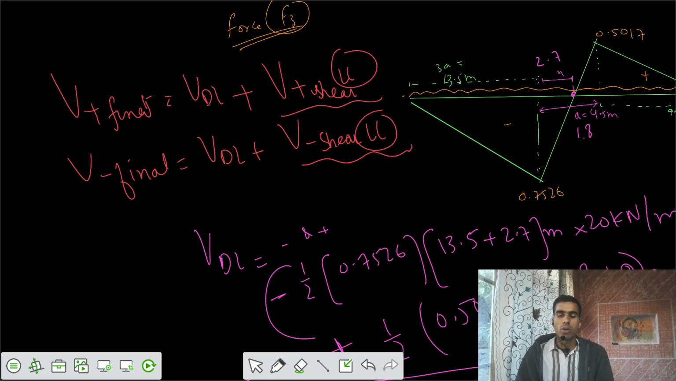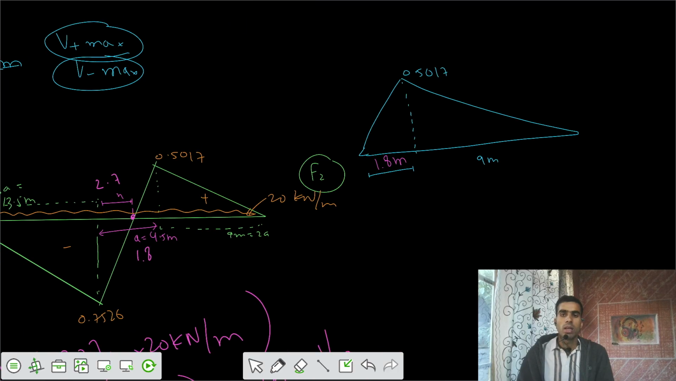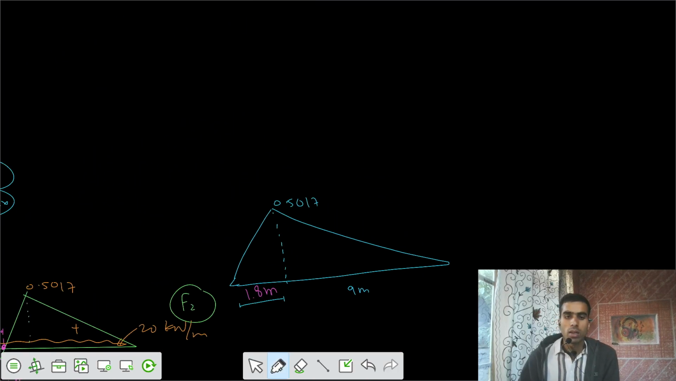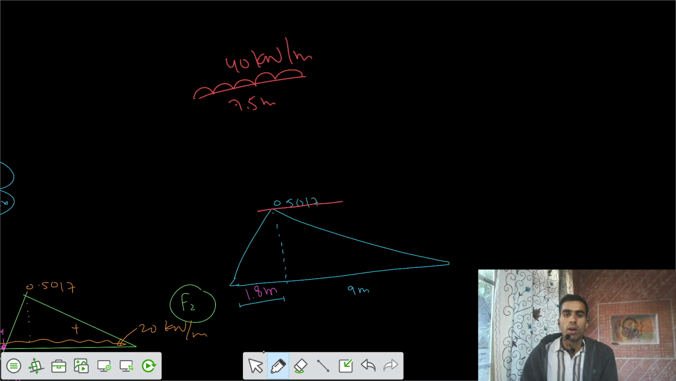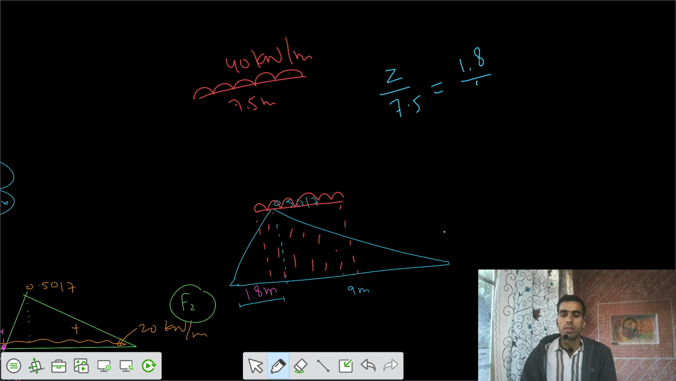I want the positive shear because of live load to be maximum. Let's say I have to place that total UDL of 7.5 meter with the intensity of 40 kilonewton per meter. I want to place it in such a way that I get maximum ordinates, maximum area under the curve, such that I can have maximum force because of that. So I can apply that same condition: Z by D equals X by L. Your L is 10.8.